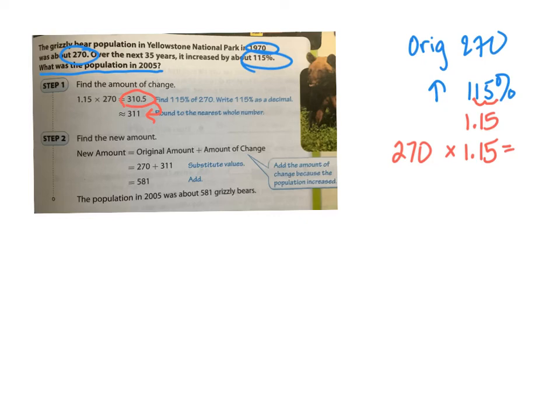Now that told us how much it went up by. It went up by 311 grizzly bears. The 115% of 270 told us how much it changed by. It's now 311 more grizzly bears than there were before. But they wanted to know what the population is in 2005. Well, there's still the original 270, and then the amount it increased by, 311. So that gives us 581 grizzly bears now in the park. A lot of them. Make sure they're not hungry when you go visit. Population in 2005 was about 581 grizzly bears.